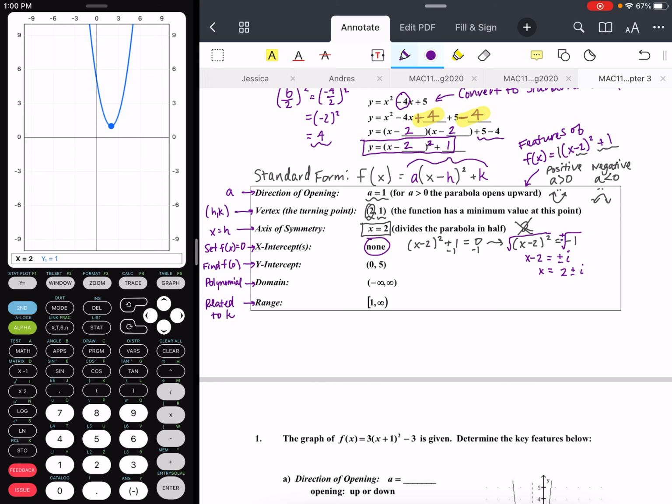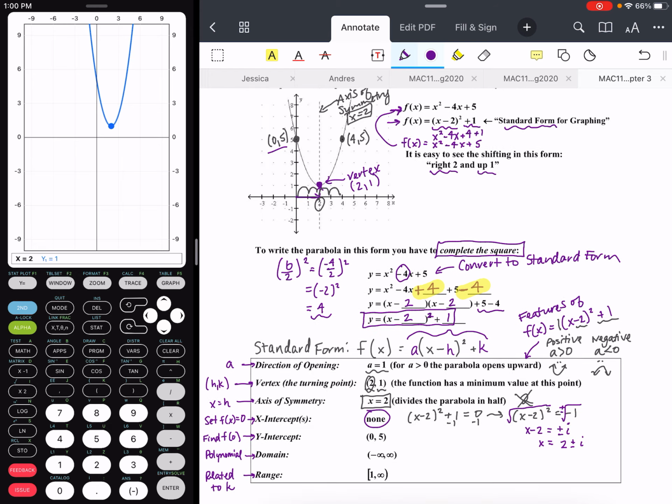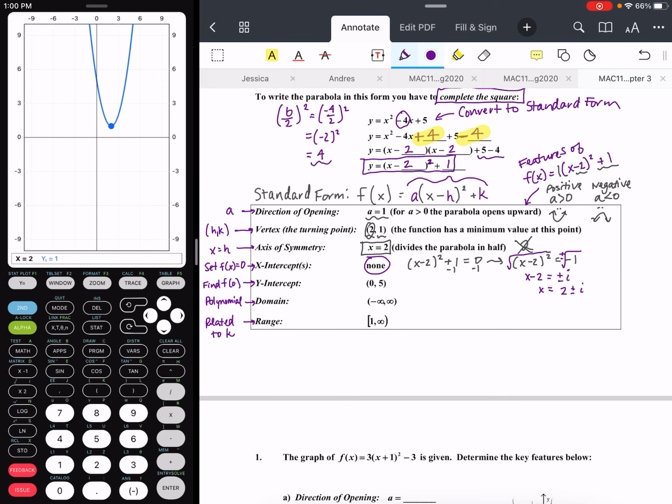All right, for the y-intercept, we already eyeballed it and said that it was the ordered pair 0, 5. But if we want to find this algebraically, we can just see what f of 0 equals. And in this case, we'd have 0 minus 2 squared plus 1. Negative 2 in parentheses squared is 4 plus 1. And that's where that 5 comes from. So the 0, 5.